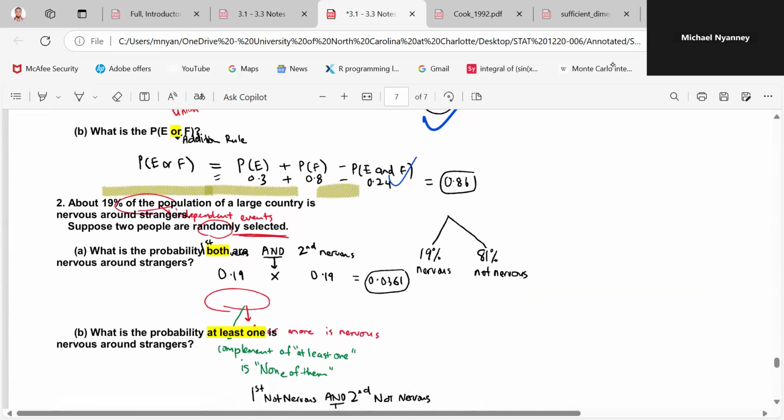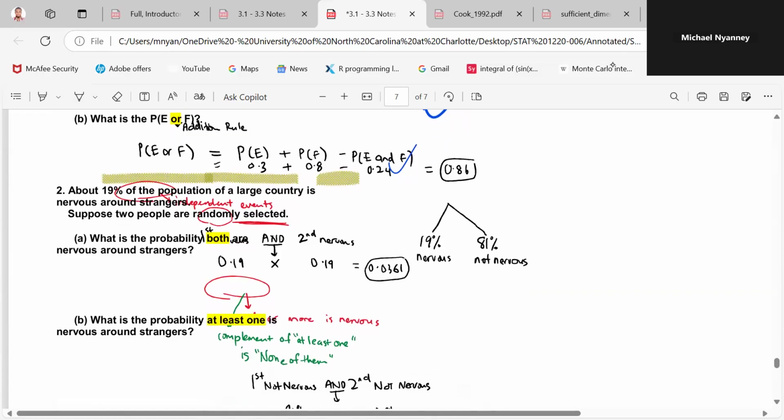So let's try to solve this question. About 19% of the population of a large country is nervous around strangers. So if you pick an individual, the probability that they are nervous about a stranger is 0.19, that is 19%. Suppose that two people are randomly selected. This implies that each individual is independent of the other.